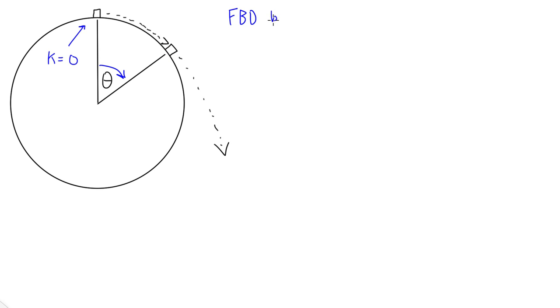So we're going to do an FBD of the block while it's sliding. Okay, so say it's right here at a position theta. What you have is, of course, the block's weight acting on it, as always, and then you have the normal force, which acts at an angle theta off of vertical.